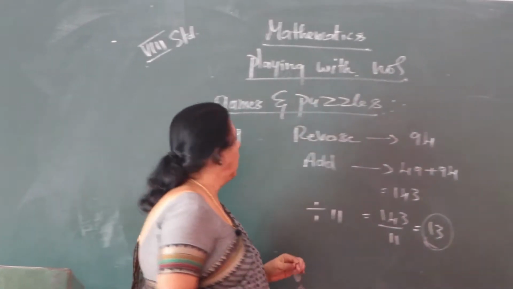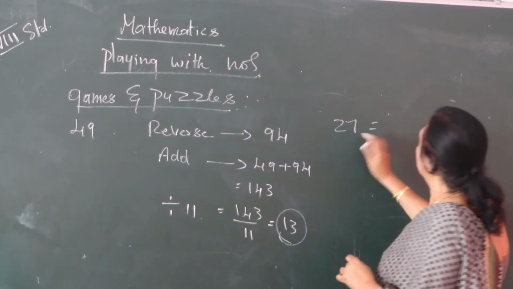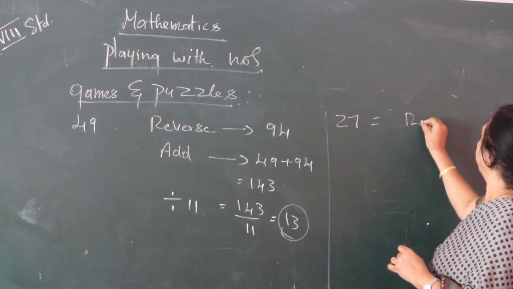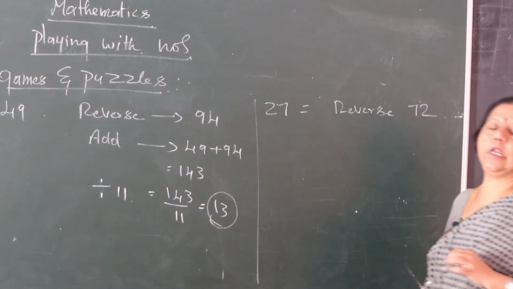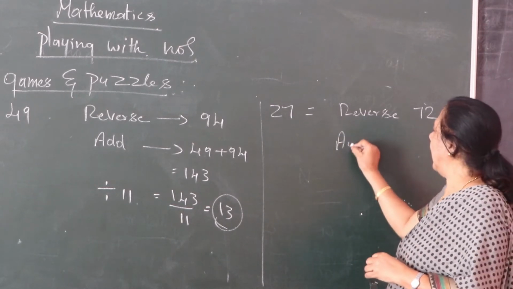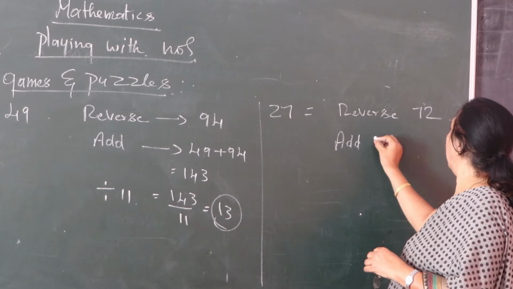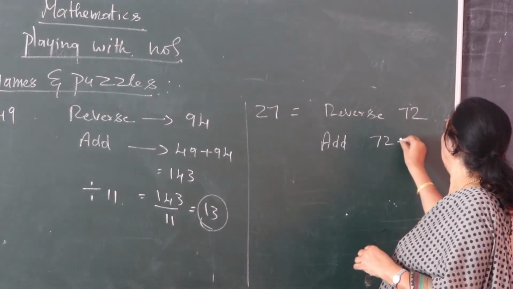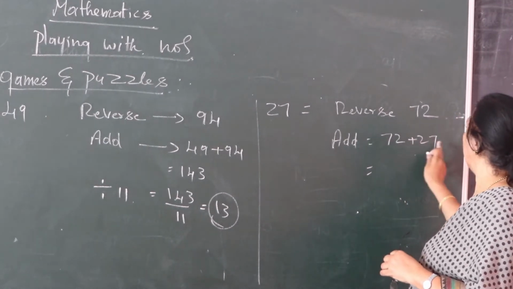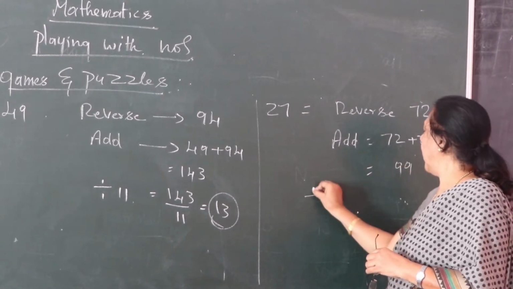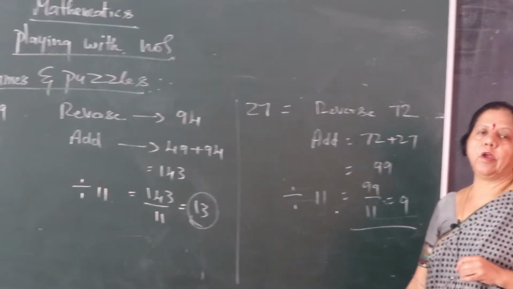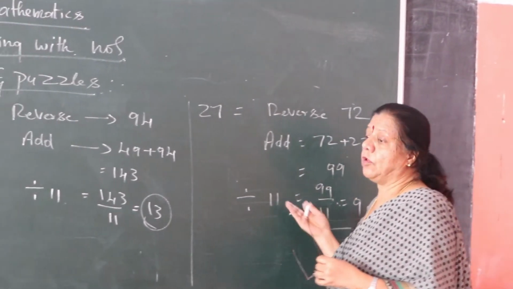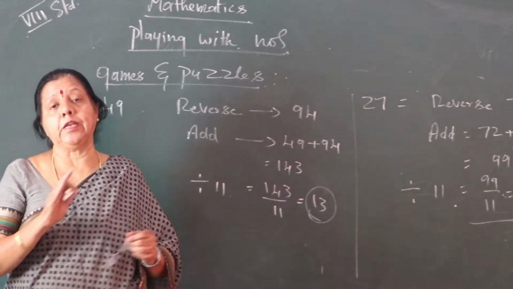Take another number, for example 27. Make it in reverse. The reverse number is 72. Add both once again, very easy. 72 plus 27 is 99. Divide by 11: 99 by 11 is 9, with 0 as remainder. Like that, a number of sums you can take, where a particular table should divide that particular number.